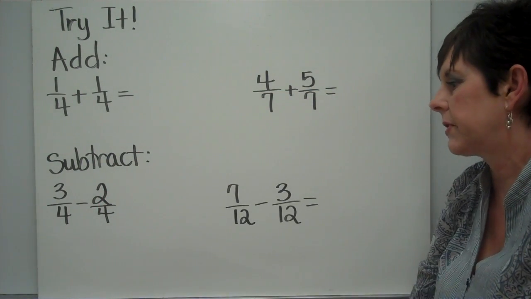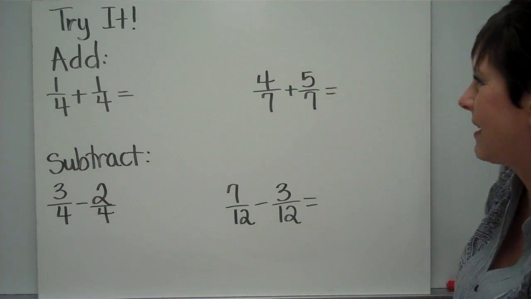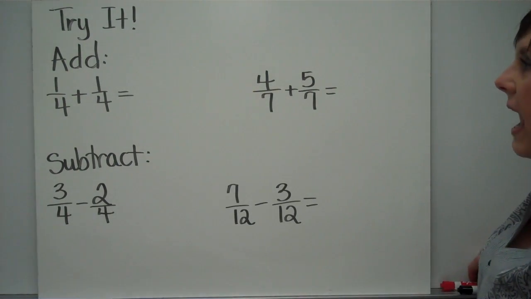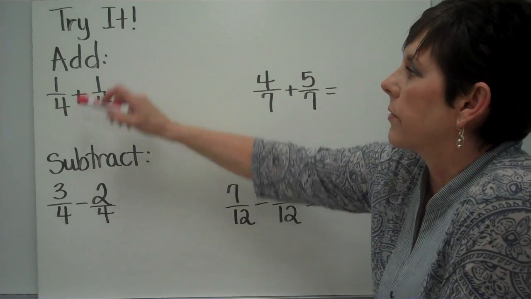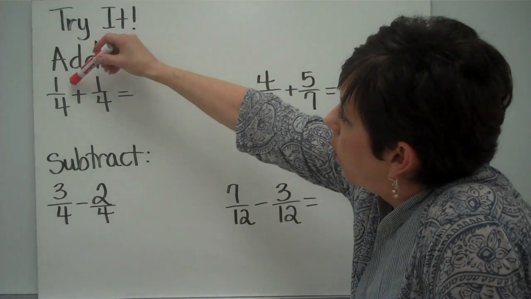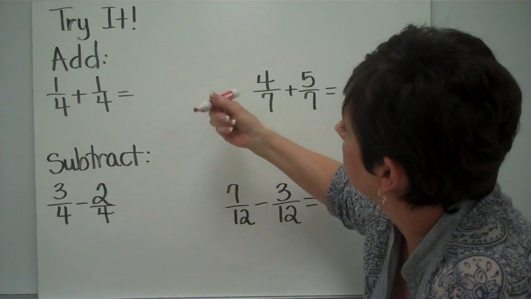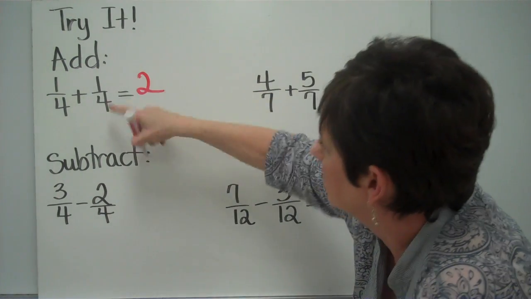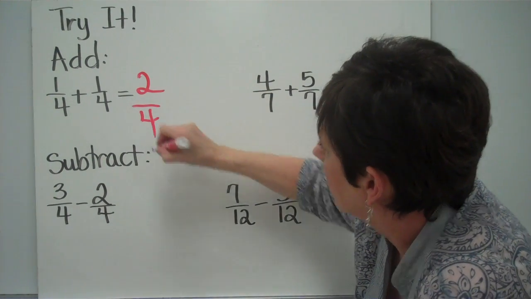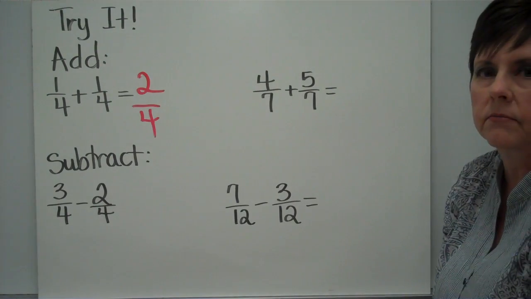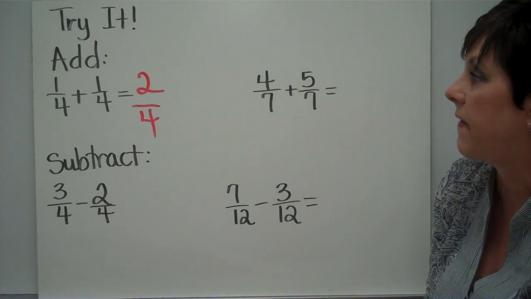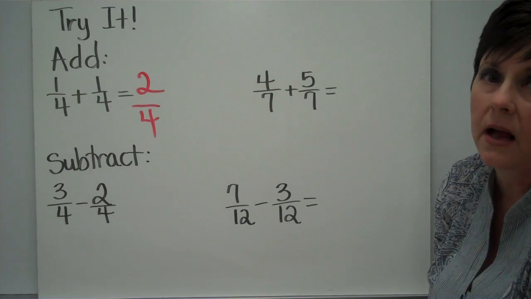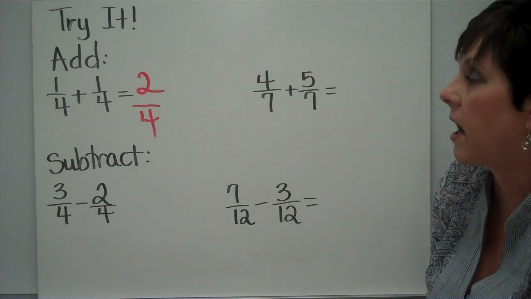All right, let's do some try-its here and see how we do. First thing, add. All right, 1/4 plus 1/4. We'll add the numerators. 1 plus 1 is 2. Since 4 is on the bottom, should we simplify that? Yeah, there's a number that both of those could be divided by. We can't leave it like that. What's a number that they both have in common?